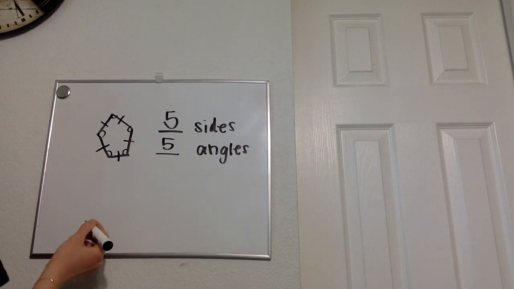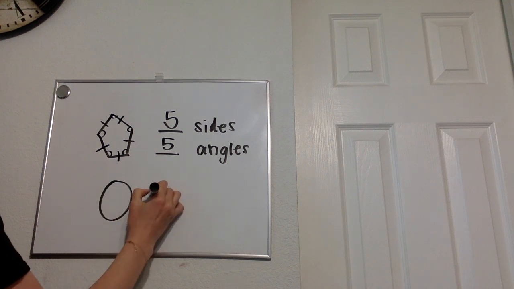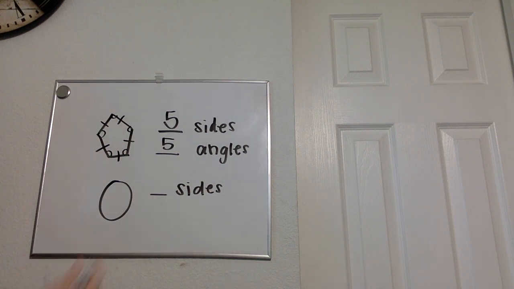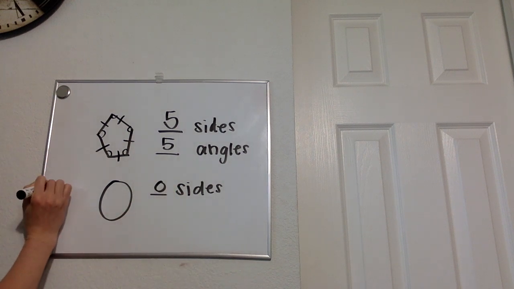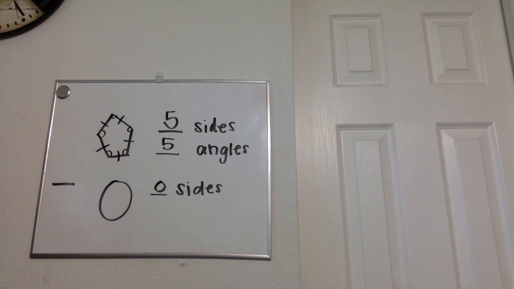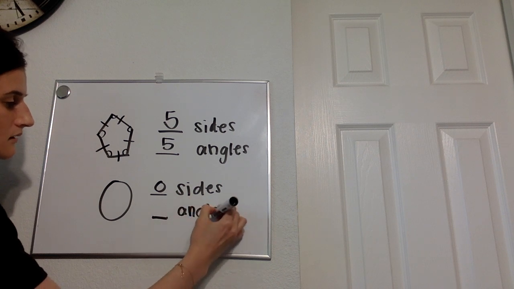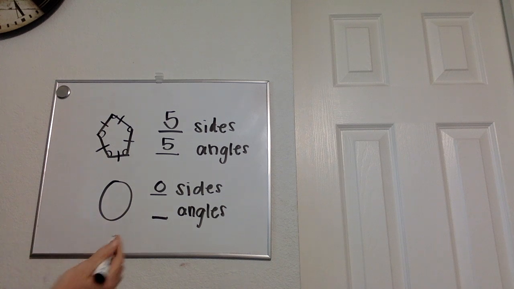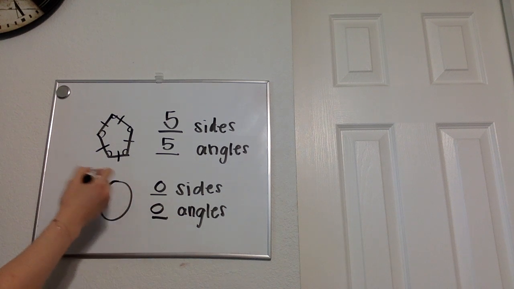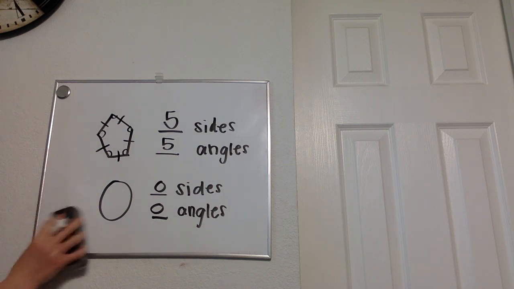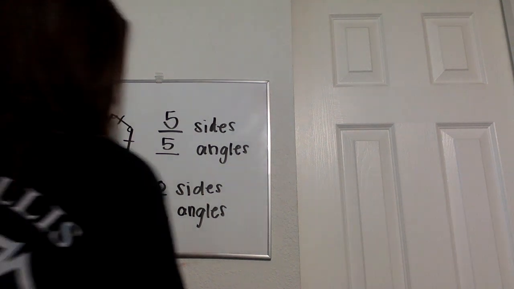Let's try one more. If I have a circle, how many sides will I have? Absolutely, we'll have 0 because a side needs to be straight, and there are no straight sides in a circle. What about angles? How many angles are in my circle? You got it, there is 0 because there is no point where 2 sides come together in a circle like this. So we know that there's 0 sides and 0 angles.